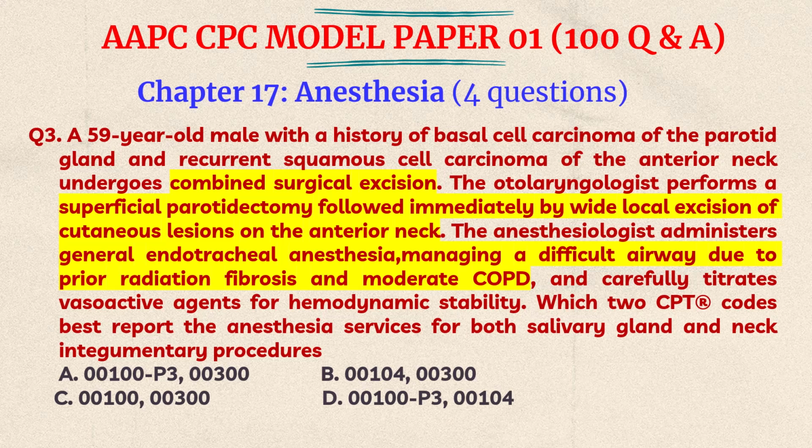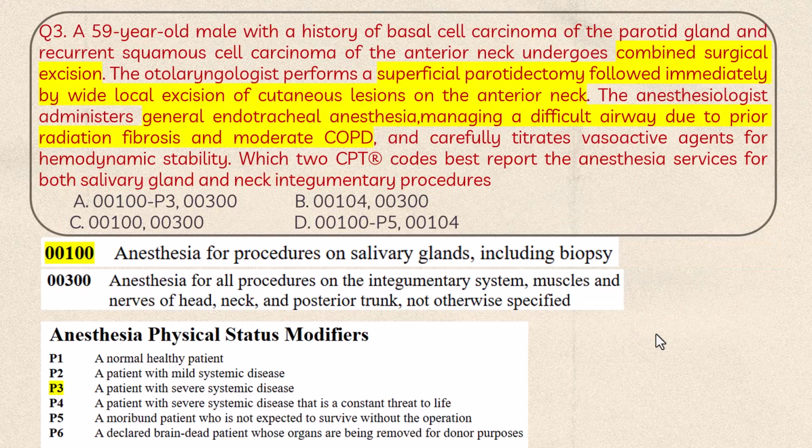When you look at the answers, the first code is 00100 and 00104. You can go directly to the codes and find the answer by elimination. Then you can see the anesthesia modifiers. And the second code is 00300 and 00104. So all are nearby codes. You can use the elimination method. So let's go to the codes. If you go to the code 00100, that is anesthesia for procedures on salivary glands, including biopsy. So the first part is superficial parotidectomy, which is included in the salivary gland, the parotid gland. So this code is suitable for the first case.